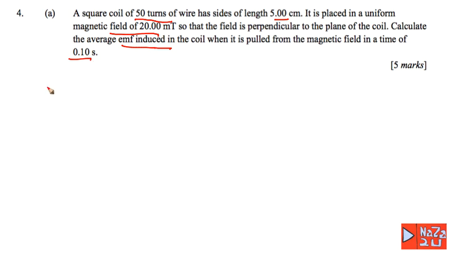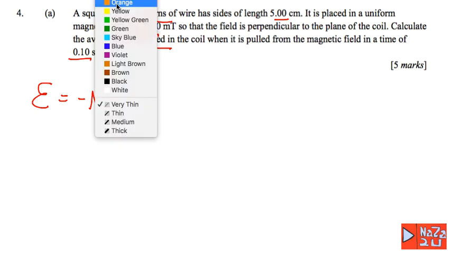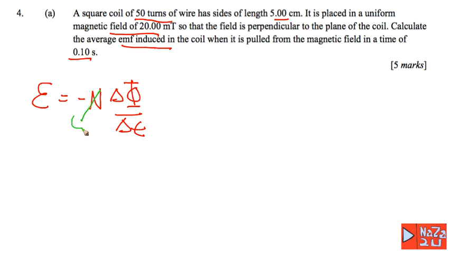To calculate the induced EMF, it is given by the equation negative N, the number of turns, times the rate of change of flux, d flux over dt. Now the value of N, the number of turns, is equal to 50, right? And the time taken is 0.1 second. So what is the change of flux? The problem here is how to calculate the change of flux.